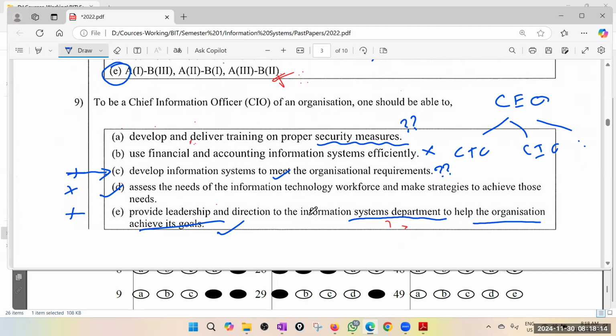Provide leadership and direction to the information systems department to help the organization achieve its goals, so they have taken that. Assess the needs of the information technology workforce and make strategies to achieve those needs. So very much high-level things only they have taken. This includes providing leadership for maintenance, administration, and acquiring as well. Because this says develop, not acquiring, the examiner has not taken this. If it were acquiring, yes, the CIO has a bigger role to play. So the answer is D and E.